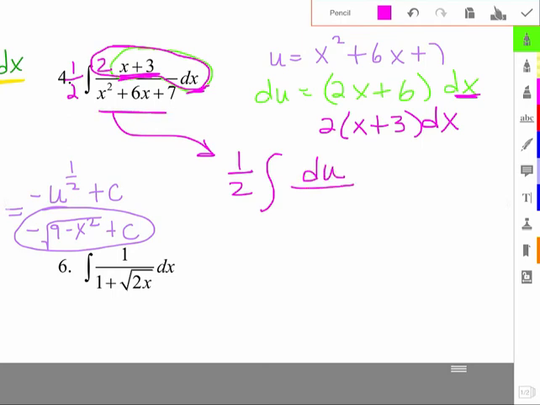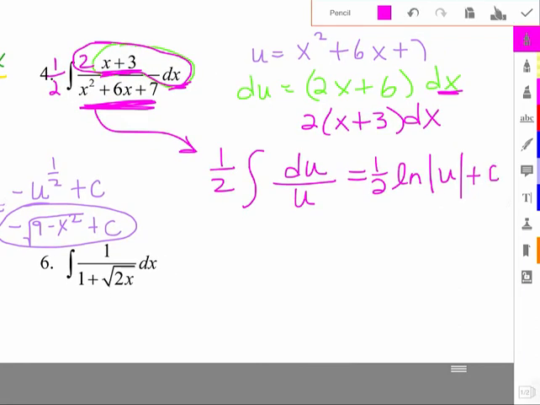And so the antiderivative of 1 over u is, again, natural log of u. Gosh, Torres, you're so boring. Keep giving us the same problem over and over again. And substituting back in, I'll have natural log of x squared plus 6x plus 7, all in the absolute value, plus c. Okay, c. Let's try another one.